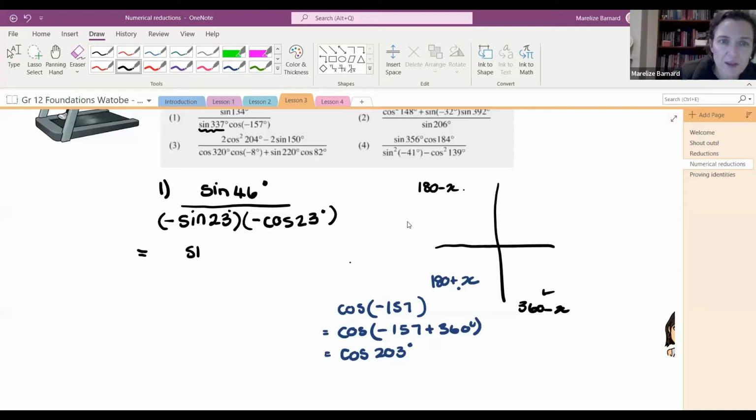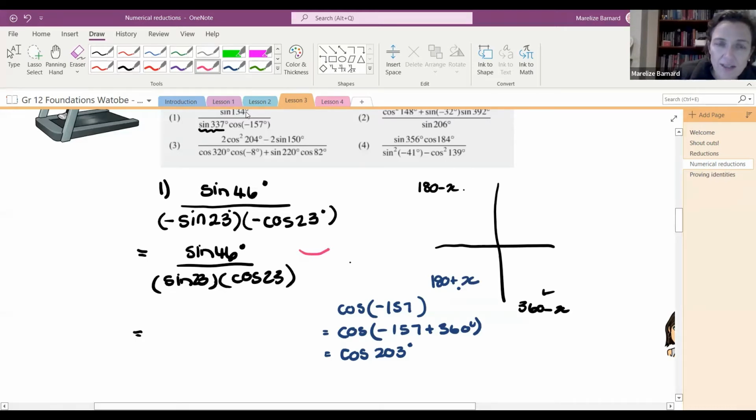Sure, no problem. Okay, so sine 46 at the top, a negative and a negative makes a positive. So that gives me sine 23 and cos 23. So what you need to start noticing here is that the 23 and the 23 make a 46. So there's a double angle here. So sine 46 is, and I'm just going to also do it here, sort of like my working out thinking. 46 is 2 times 23. Okay, so that's where the double angle comes from.